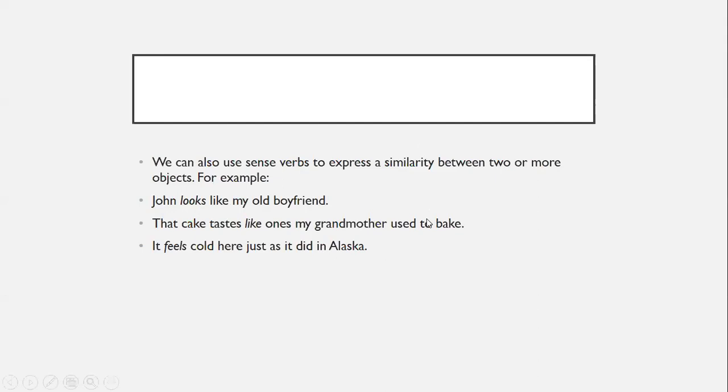There's a similarity between one thing and the other, either an object or a situation or a person, being compared or described, right? John has a similarity to an old boyfriend. The cake in the second one has a similarity to the grandma's cake, and the cold has a similarity to the weather in Alaska. So in the three, there's a comparison being done, and there's a similarity being referenced.